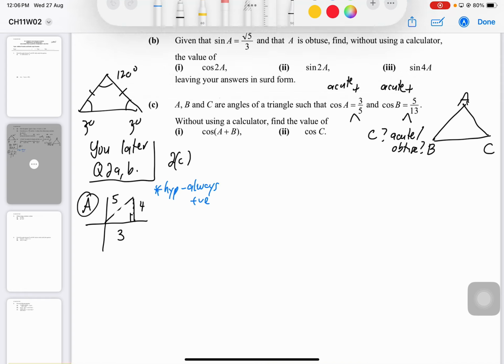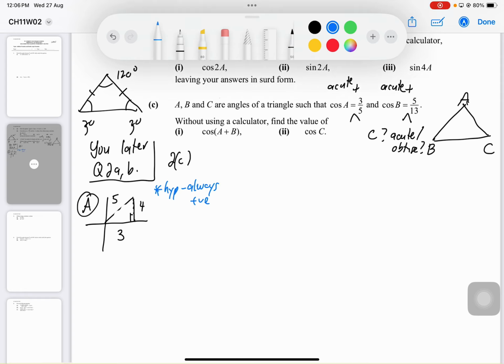positive. Any idea why? Why is the hypotenuse always positive? Because of the Pythagoras theorem. You're finding the length of it. Okay, so if going to the right is positive, going to the left negative, go up positive, go down negative. Okay, do the same for angle B.